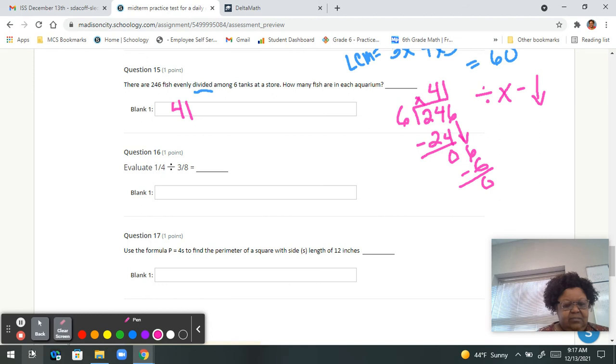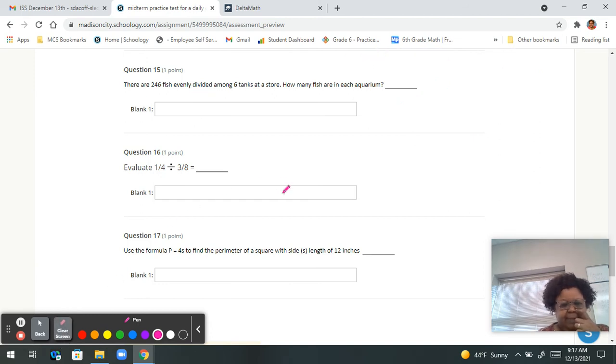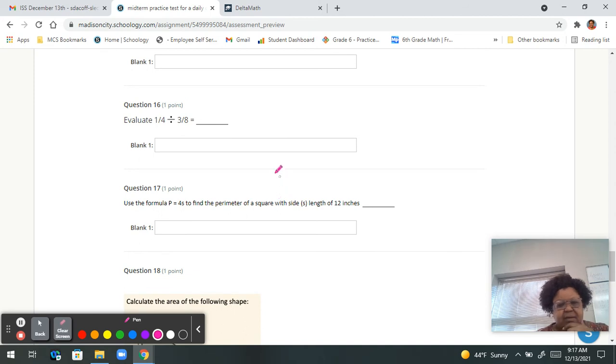Okay, this one, let me go ahead and clear screen. You can always rewind it back. This one here, 1/4 divided by 3/8. So remember, keep, change, flip. Okay, 1 times 8 is 8, and 4 times 3 is 12.